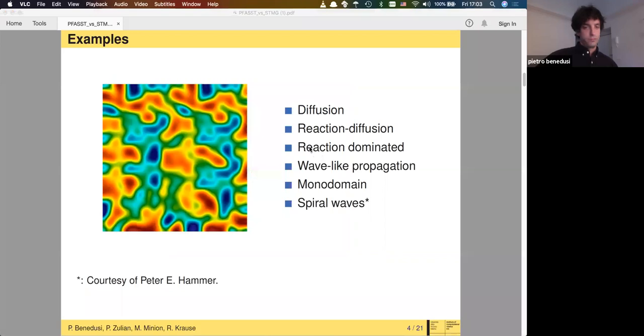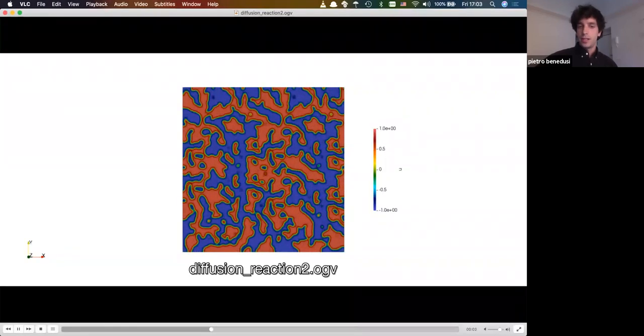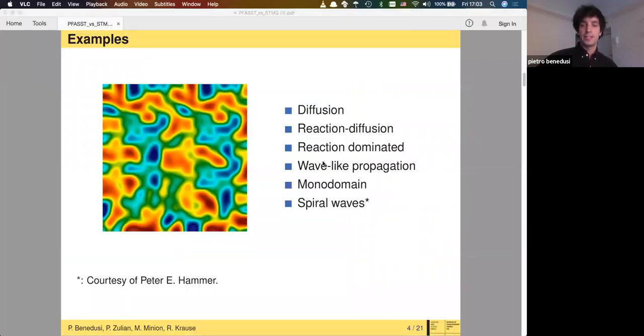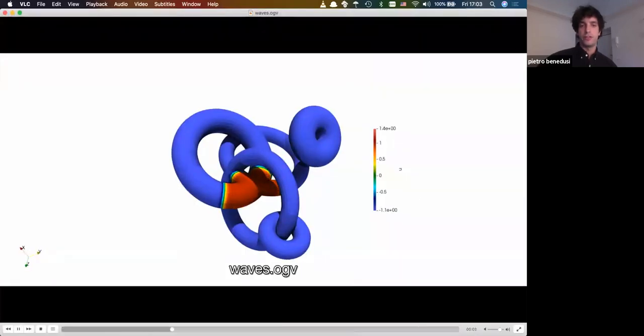Then, for example, if you put in more reaction and less diffusion, you get something like this, where things are not diffusing much around. And if you introduce an asymmetry in the coefficients, in the equilibrium points, you can get this spreading of the wave. So if you start with the stimulus here, you have a spreading that can model, for example, an excitable medium.